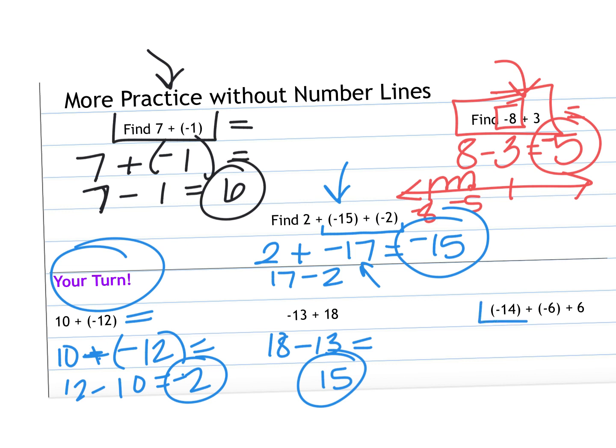Negative 14 plus negative 6 is negative 20. If I think on a number line, picture negative 20 and then do 6 steps to the right, you would end up at negative 14. 20 minus 6 is 14. There's more negatives, negative 14.